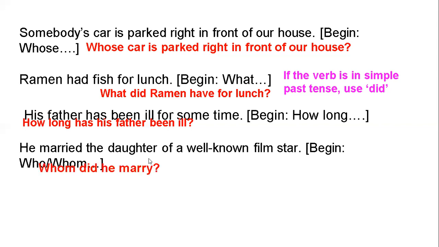Whom did he marry? Why did we use did? I hope you remember. Same thing. If the verb is in simple past tense, married. Married means not now, happened a long time back. Past tense. So, whom did he marry? What's your answer? The daughter of a well-known film star. Such a big answer. So sometimes your answer can be not one word but three words, like we saw here, or one, two, three, four, five, six, seven words, like we saw here. Okay, that also can happen.